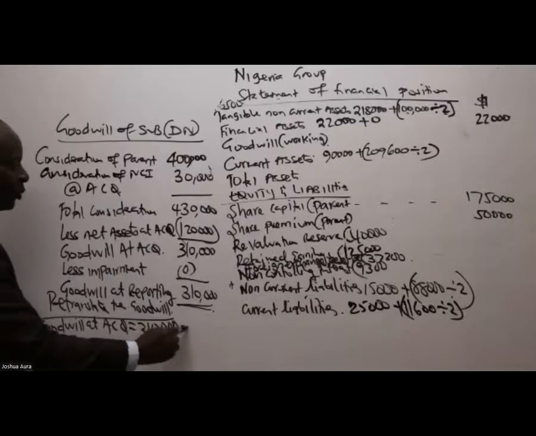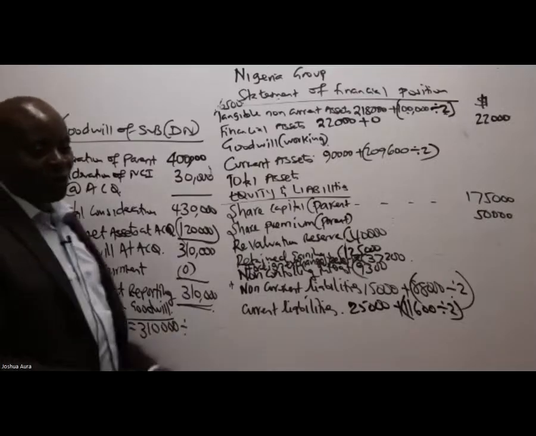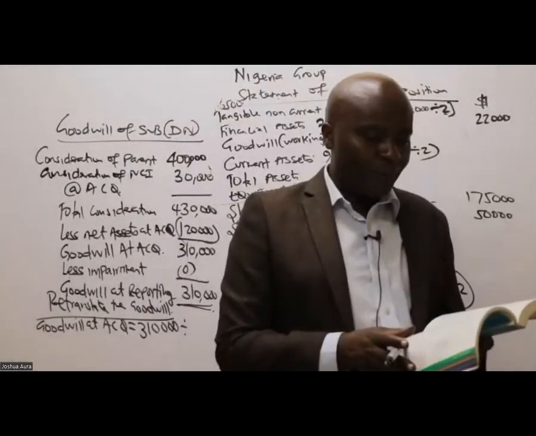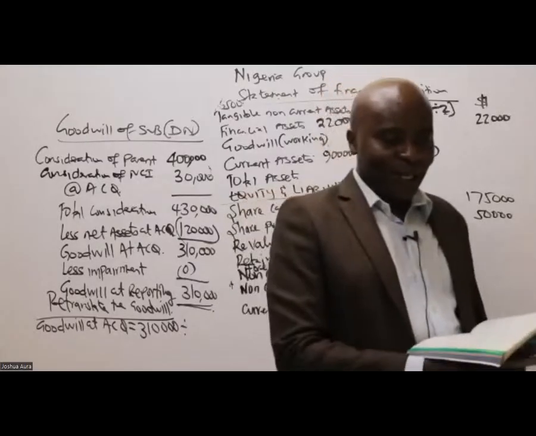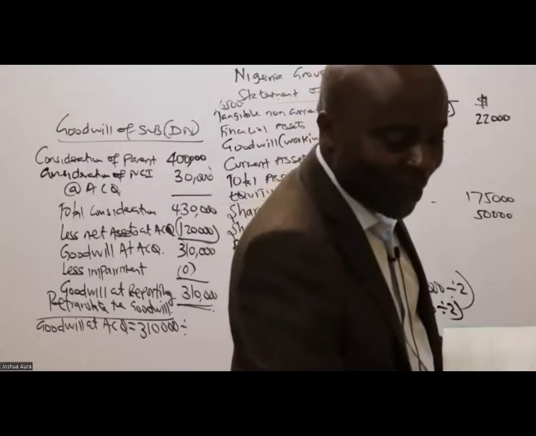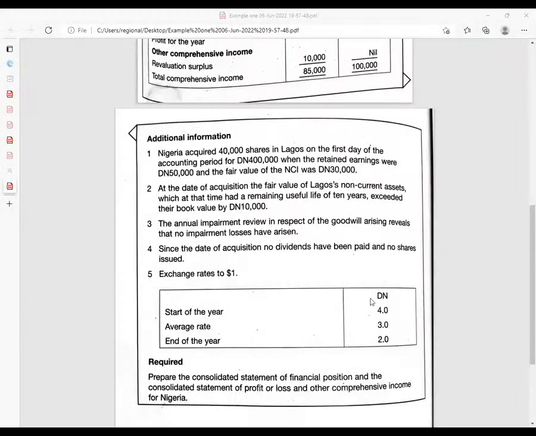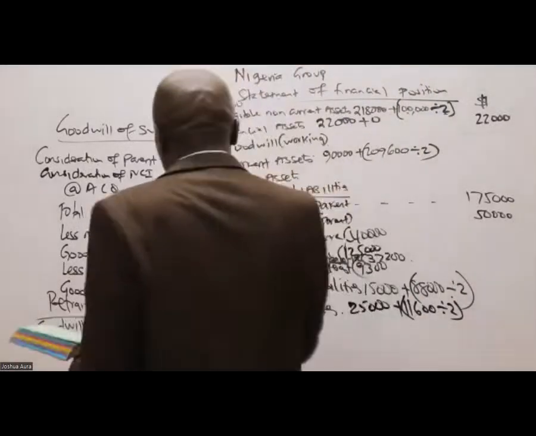So at acquisition, I should translate this at what rate? If you remember, I should divide this with what? Yeah, the acquisition rate, isn't it? Most of you have forgotten. When you were acquiring this subsidiary, the rate was 4. So divide this by 4.